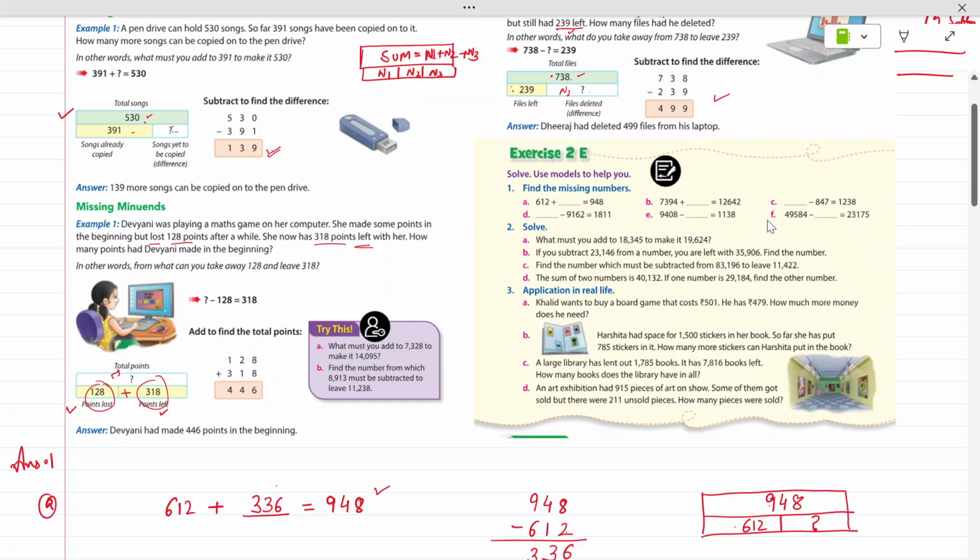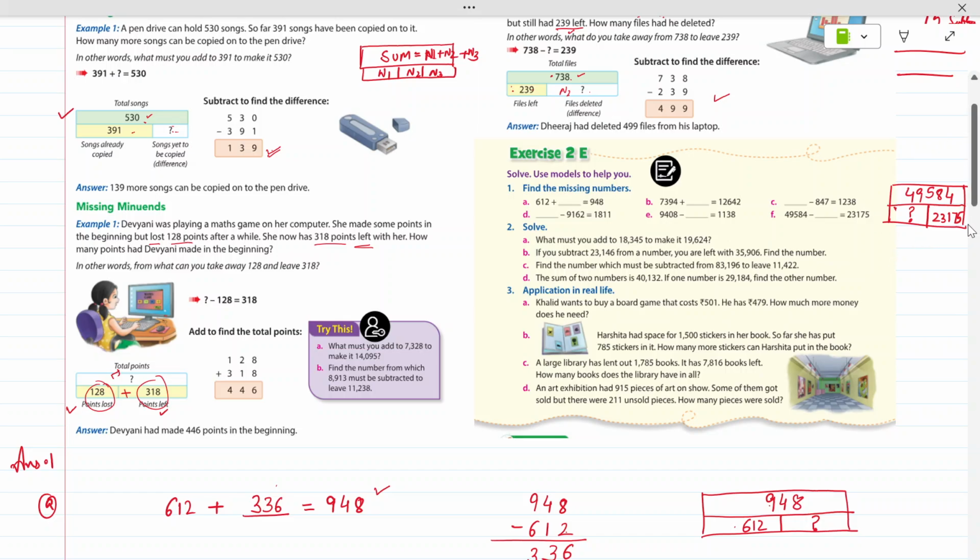The last question, the F part, is similar to this. This one is the sum given to us. We have to find one of the numbers and we are given the other number. Okay, so let me plot it here for you. I am plotting the F part, kids. 49584 is the bigger number given to us, and we are subtracting one number and getting the other number, which is 23175.